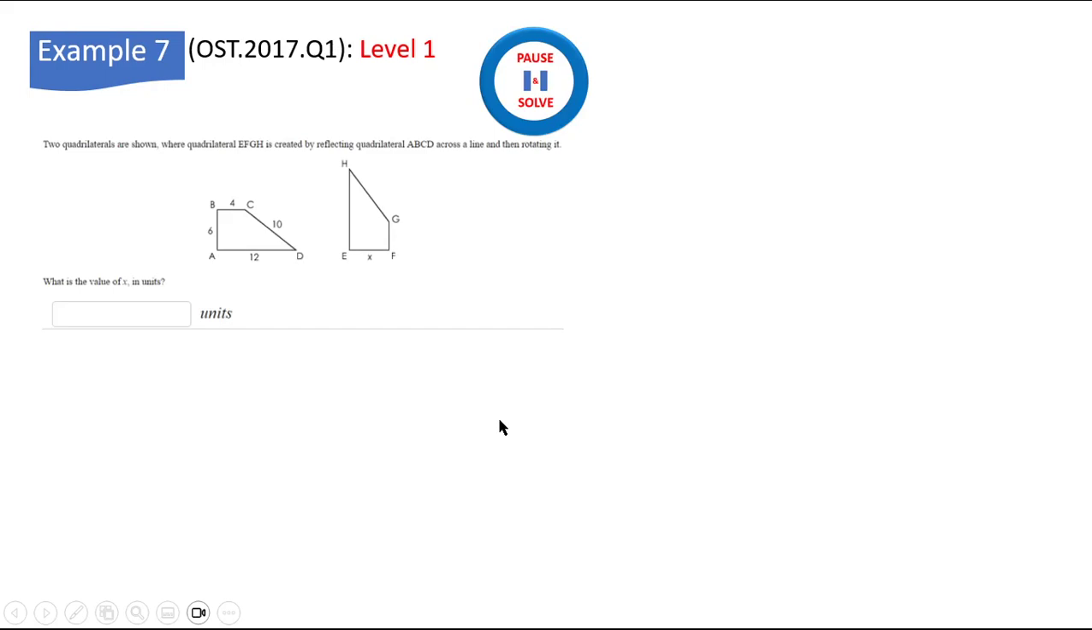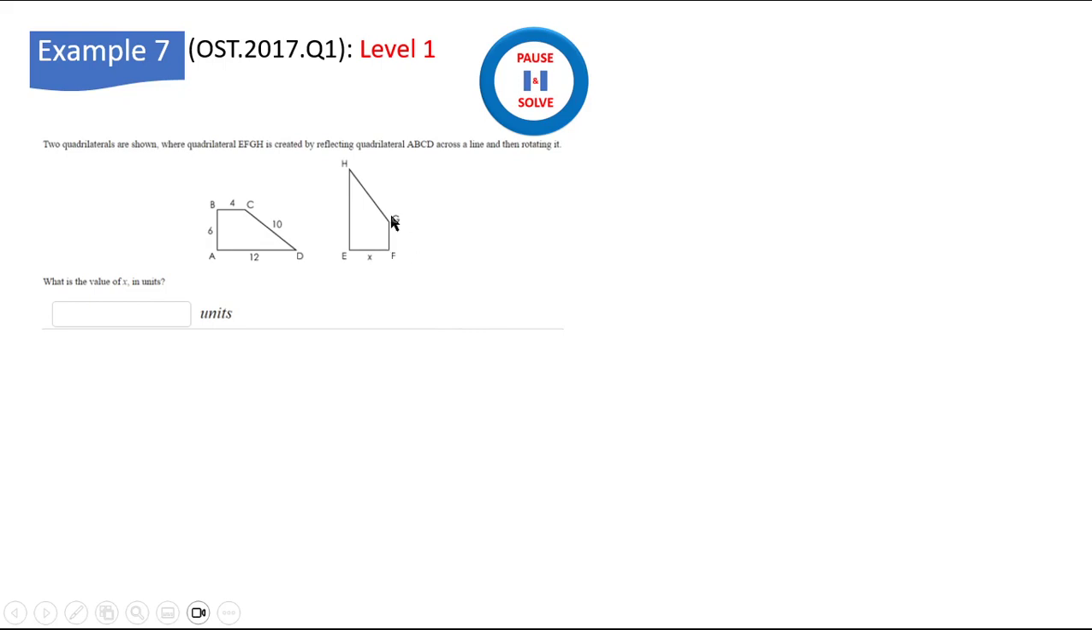Example 7. The two quadrilaterals are shown where quadrilateral EFGH is created by reflecting quadrilateral ABCD across a line and then rotating it. What is the value of x in units? He wants x here. So don't rush to answer this question like that because you have two options, 4 or 6, and you can easily make a mistake in a simple question like that.